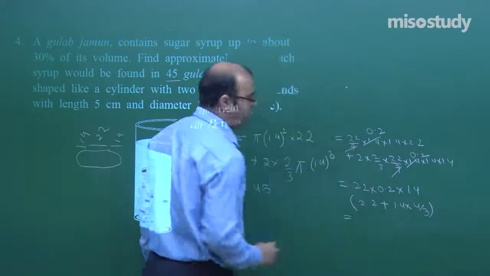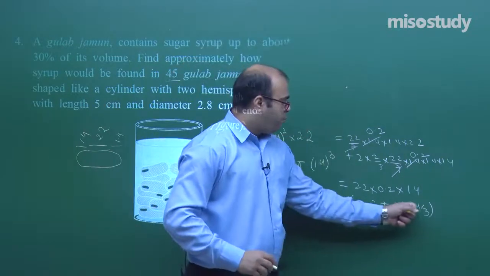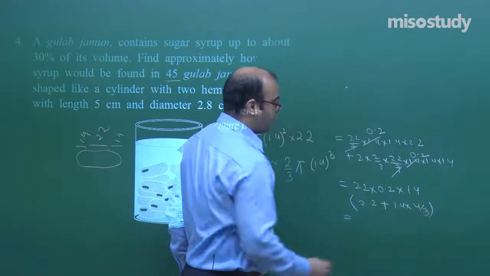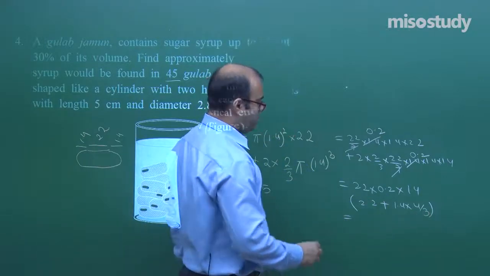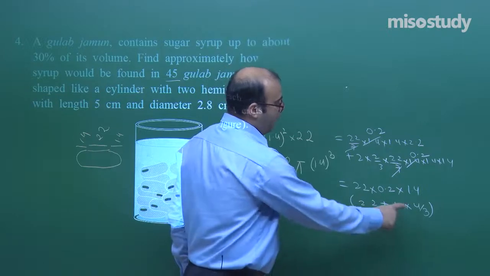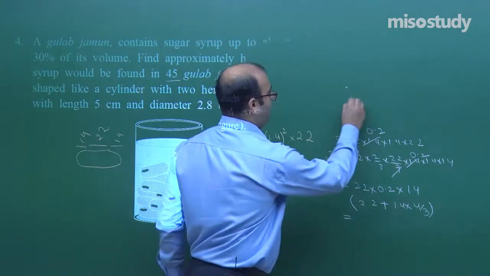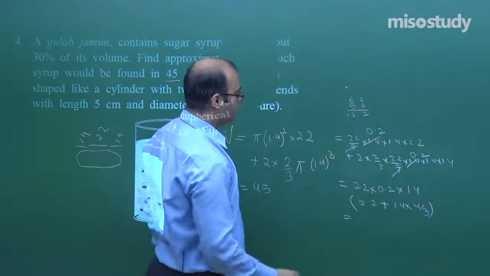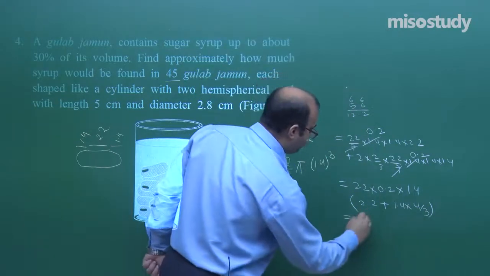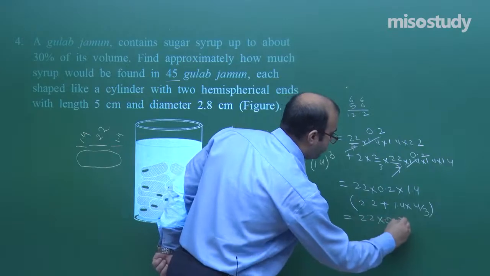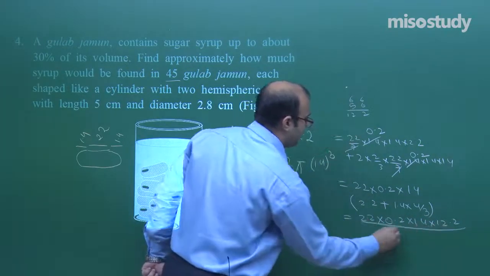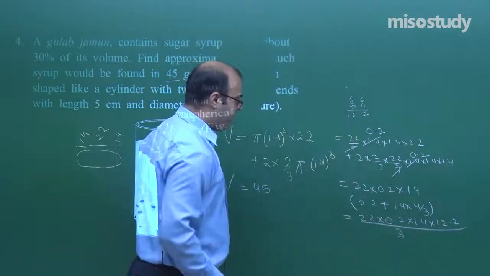So we have to calculate this. 1.4 into 4 is going to be 5.6 and 2.2 into 3 is going to be 6.6. So 6.6 is here and 5.6 is here, that will add up to 12.2. Okay students, so this is 12.2 by 3. So 22 into 0.2 into 1.4 into 12.2 upon 3. So we can do further calculation.